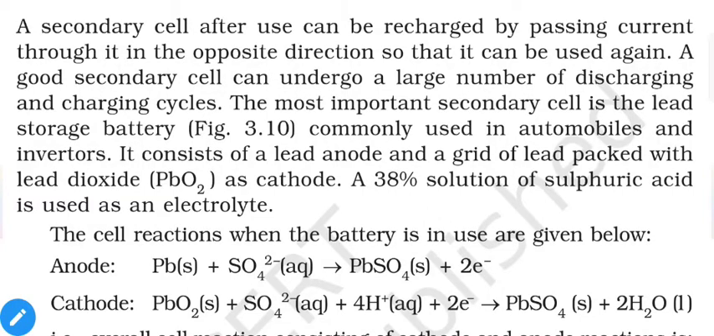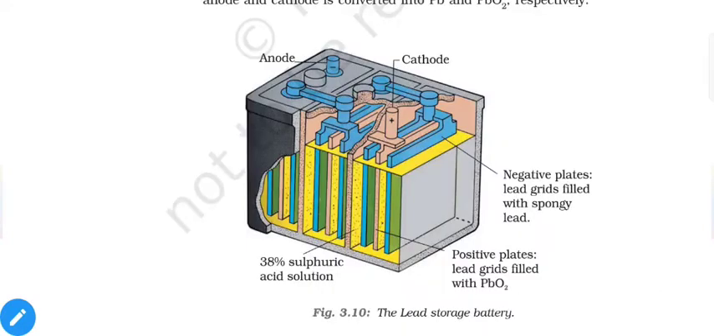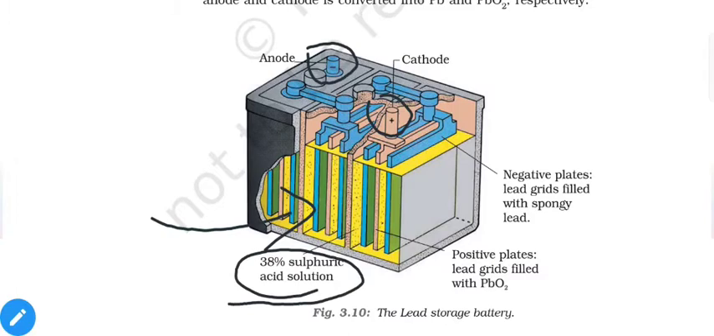The most important secondary cell is the lead storage battery shown in figure 3.10. This type of lead storage battery is used in our vehicles. As we can see, we have an anode and a cathode and an inside look of our lead storage battery. We have different metal plates separated by some divisions, and liquid is filled in it, which is a sulfuric acid solution.